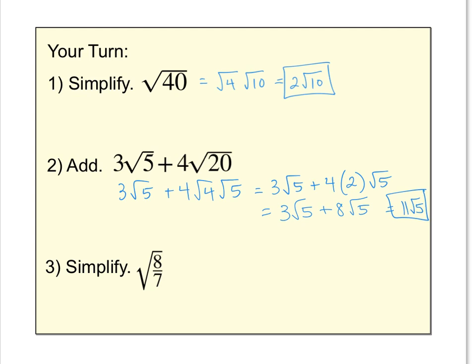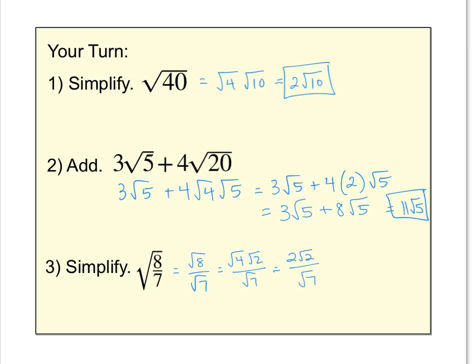Let's try the last one. We don't want to leave a fraction under the radical. So can you reduce 8/7? No. So let's just break it apart. Root 8, root 7. Do any perfect squares go into 8 or 7? Yes. So this is really 4 and 2. 4 times 2 is 8. And I pulled that apart because square root of 4 will be a nice number. So the square root of 4 is 2, so I have 2 root 2 over root 7.